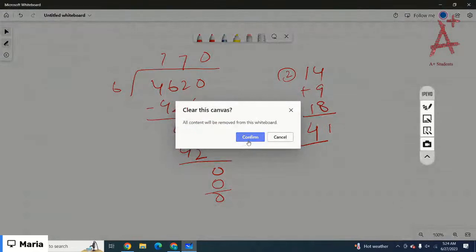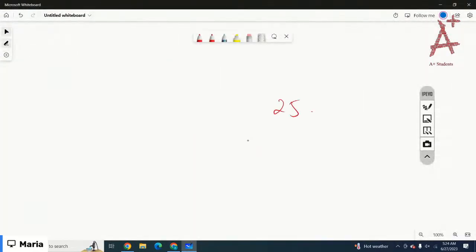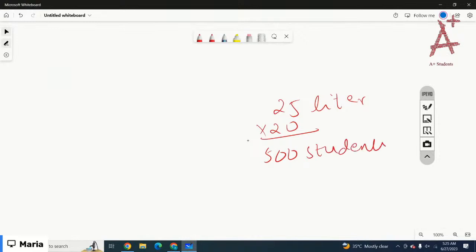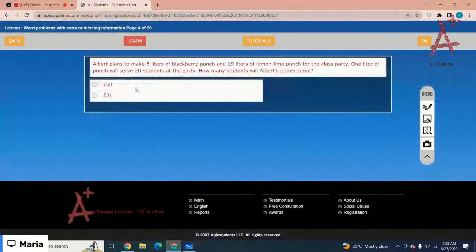And 25 liters of punch, and 1 liter of punch is served to 20 people, so you have to do 25 times 20. Got it? That is 500. That means 25 liters of punch is served to 500 students. It would be 500 students.